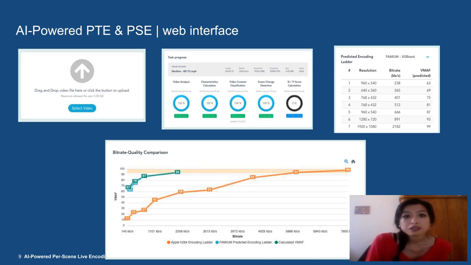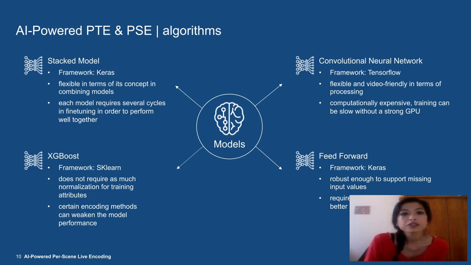With this browser-based solution, users can filter down the predictions to certain encoding ladder representations and perform a production encoding on the selected representation. Slide 10 provides a brief overview of the models we've developed. These models have been extensively trained on over 20 video attributes and thousands of test encodes derived from videos ranging from 360p to 1080p. As a result, we've developed 4 working models, of which XGBoost has been our best performing model in terms of accuracy.